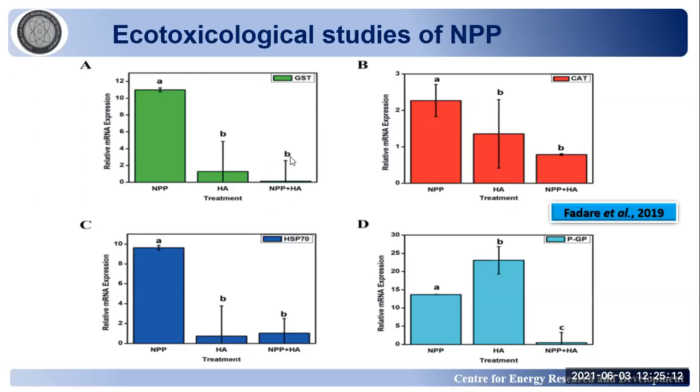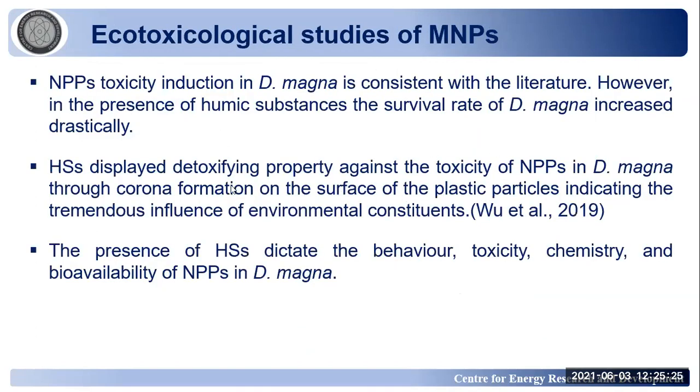But when we have the nanoplastic and the humic acid combined together, we can say there is a drastic reduction in the induction of oxidation across the 4 genes that were examined. So we concluded that nanoplastic is toxic, which is consistent with what has been reported in literature. But in the presence of humic substances, which is actually present in the real environmental scenario, it reduces the mortality rate in Daphnia magna.